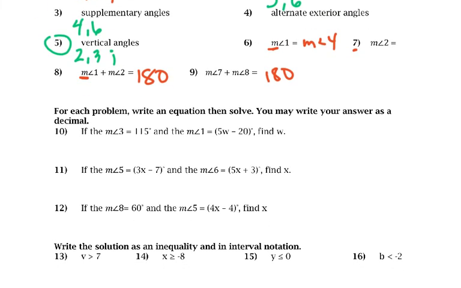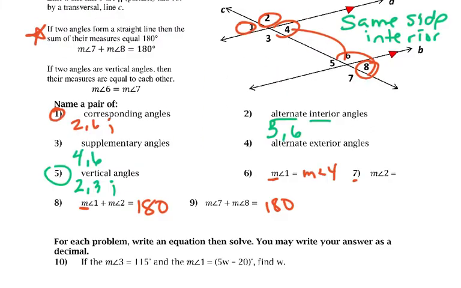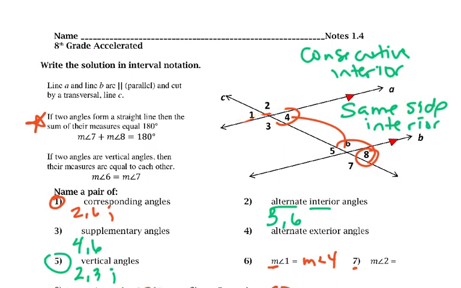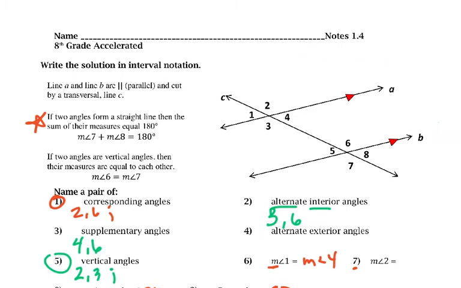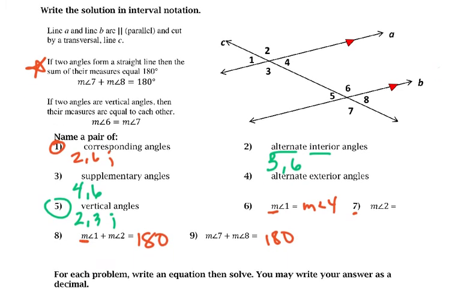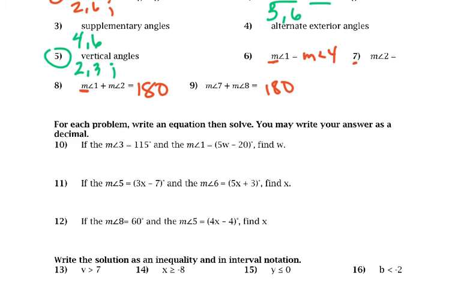Okay, now the last part of this, and you're going to have this picture on your homework as well. It's going to be exactly the same picture. So it's the same idea. We're not looking at specific degrees of these angles, but we're just looking at the situation. For 10 through 12, it says for each problem, write an equation and then solve. You may write your answer as a decimal, so that's unusual, so you can do that here.